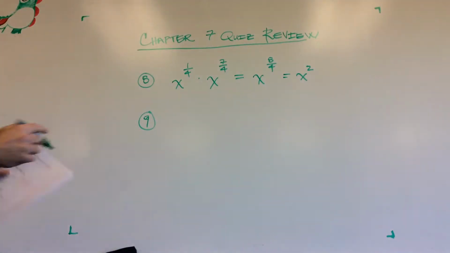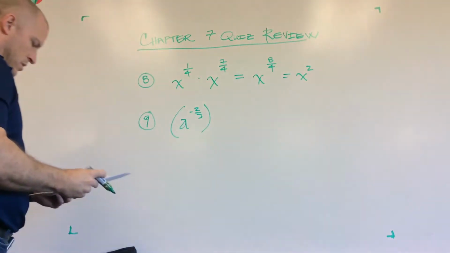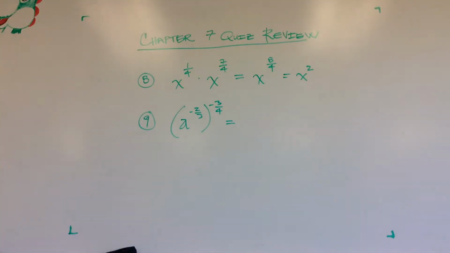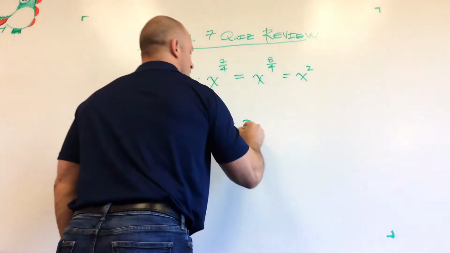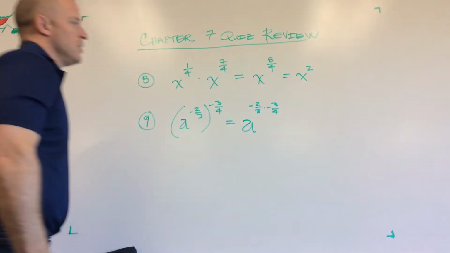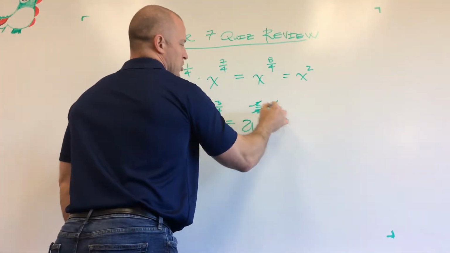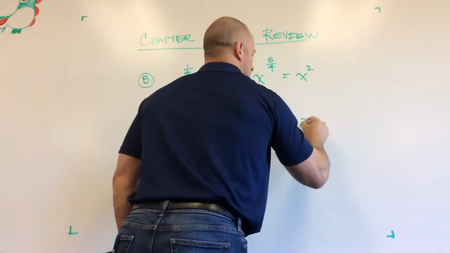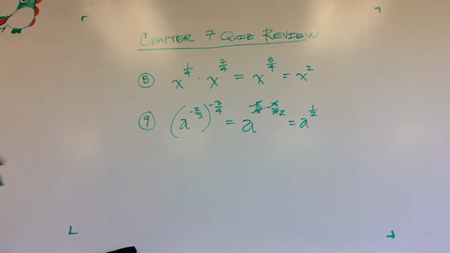Number 9 asks for a to the negative 2/3 to the negative 3/4 power. Here, when we have a power to a power, we multiply exponents. So we'll have a to the negative 2/3 times negative 3/4. In this multiplication here, we can cross cancel. The 3 and the 3 will go away. The 2 and the 4 will reduce down to just a 2. The negatives will cancel. So we have a to the 1/2, which we then write as a final answer of square root of a.